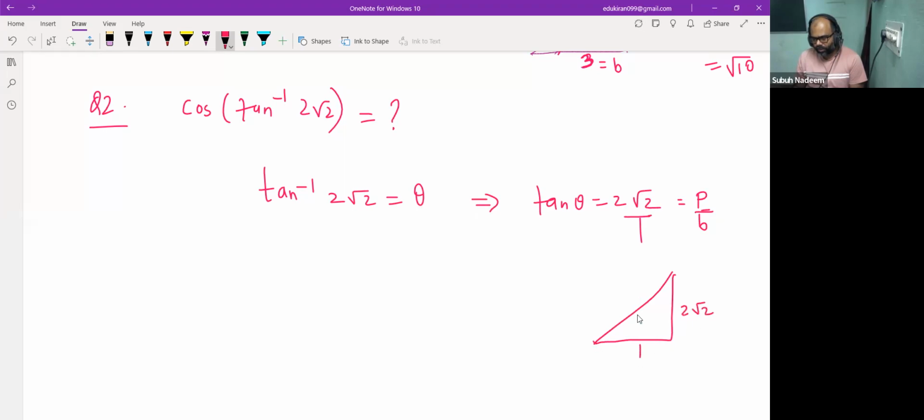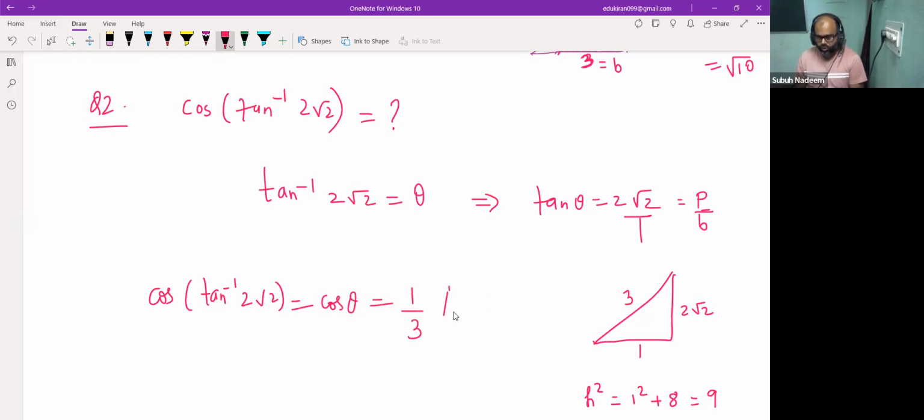Is it 1 by 3? Yeah, 1 by 3, correct. So hypotenuse will be 3 because hypotenuse square is base square plus perpendicular square. So it will be 9. 2 root 2 square is 8, right? So when you see cos of tan inverse 2 root 2, you will say it is cos of theta. Cos theta is base upon hypotenuse. So this will be your answer.